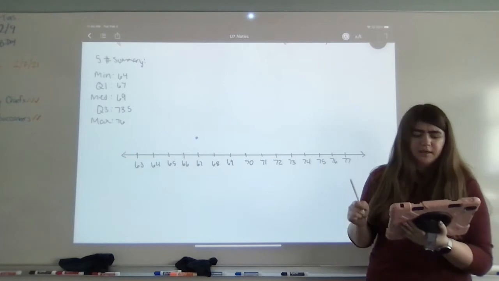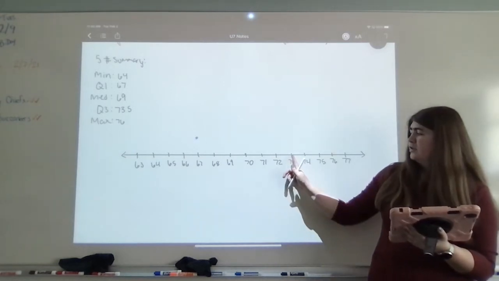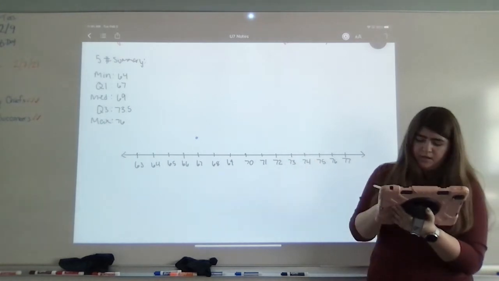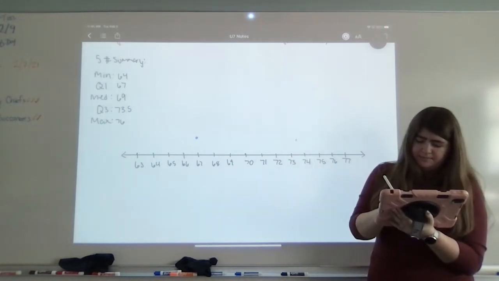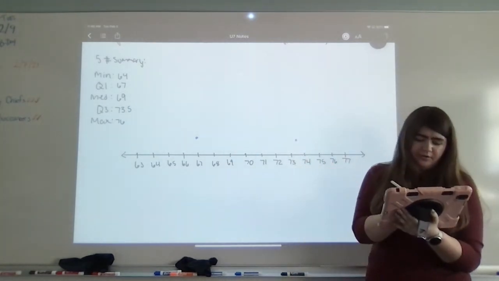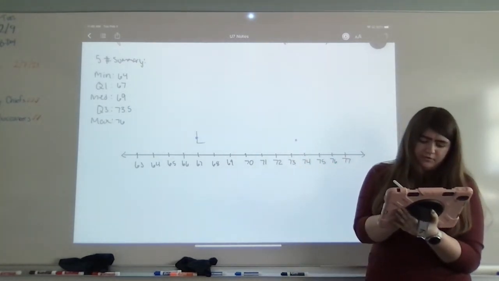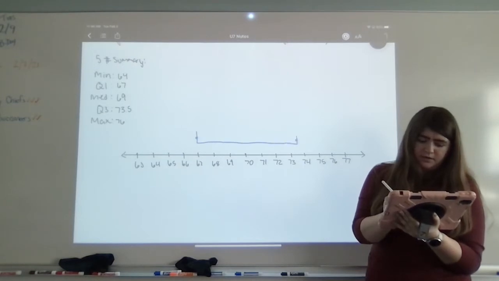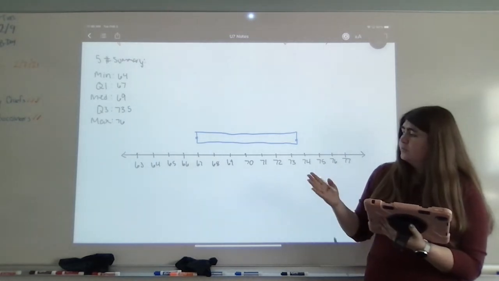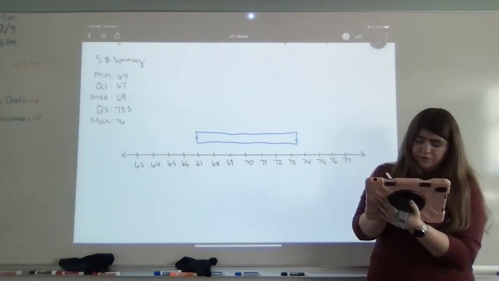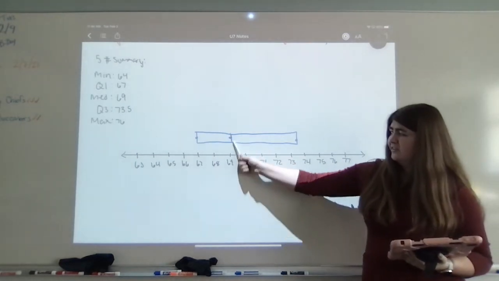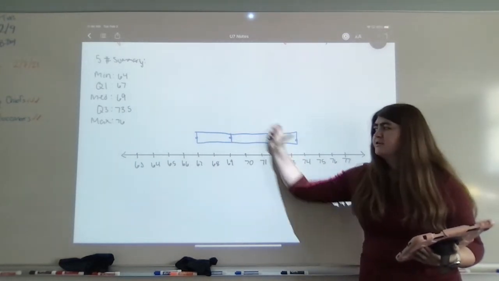Then my Q3 is at 73.5, which is halfway between 73 and 74. I'm going to do the same thing. I'm going to go right above it and draw a dot. And that is where my box needs to connect. So from there, I'm going to draw a rectangle connecting those 2 points. And now I'm going to put my median, which is at 69. So you can put another dot there, but you really just need to draw a line right where 69 is in our box. So this is your box part.